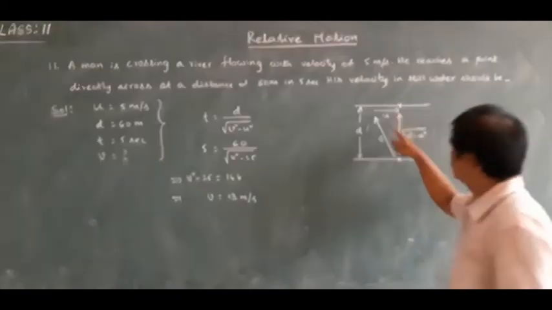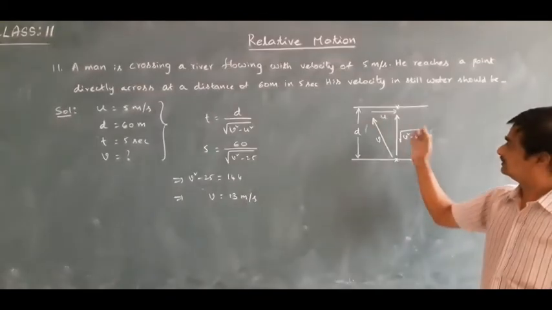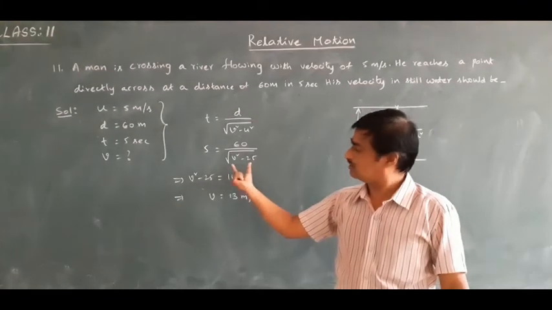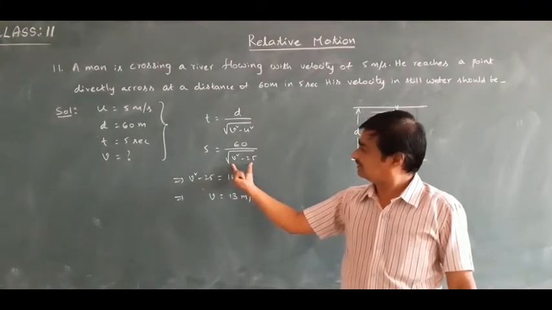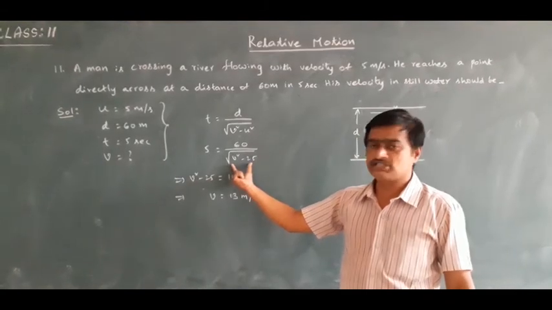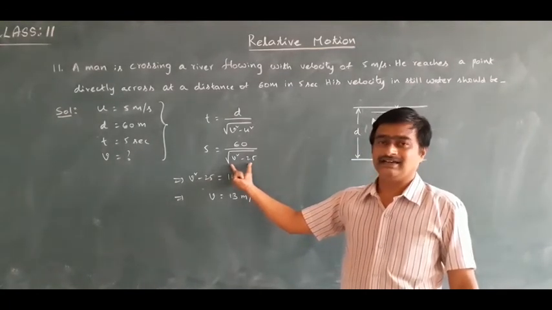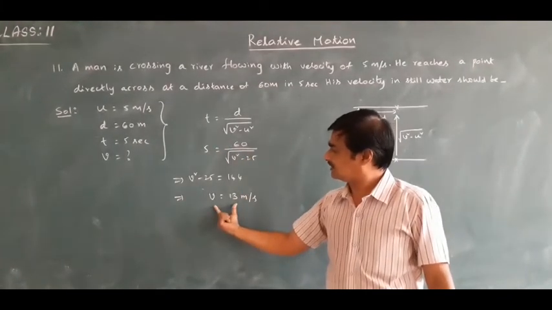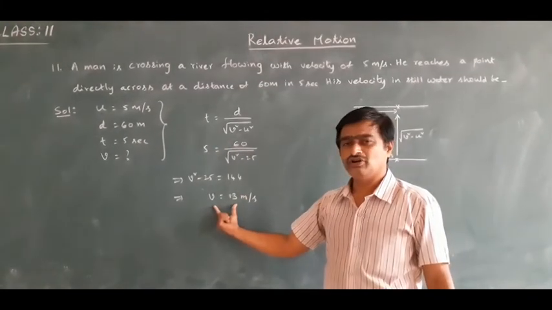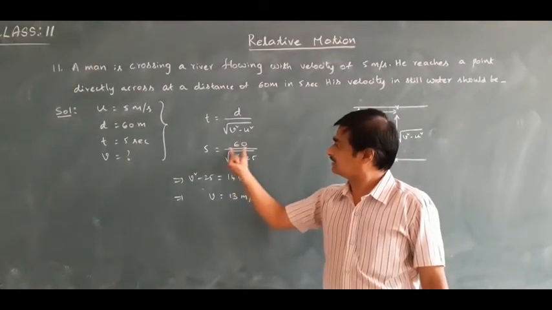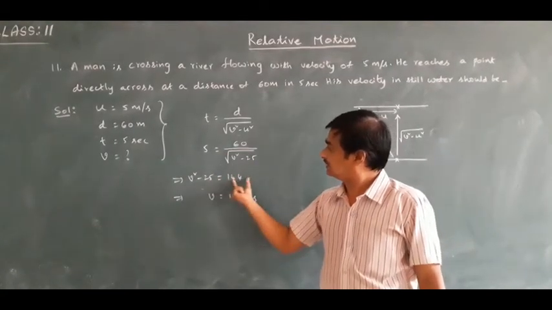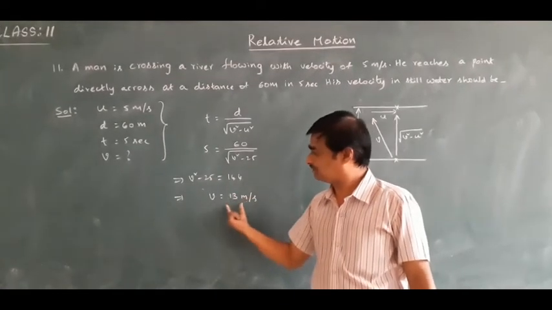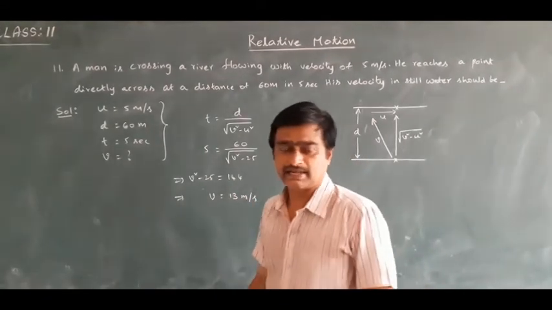Here, if you take this right angle triangle, then this side becomes root of v square minus u square. This is the velocity with which he is traveling. Okay, then simplifying this, we get v squared minus 25 equals 144, so v is equal to 13 meters per second.